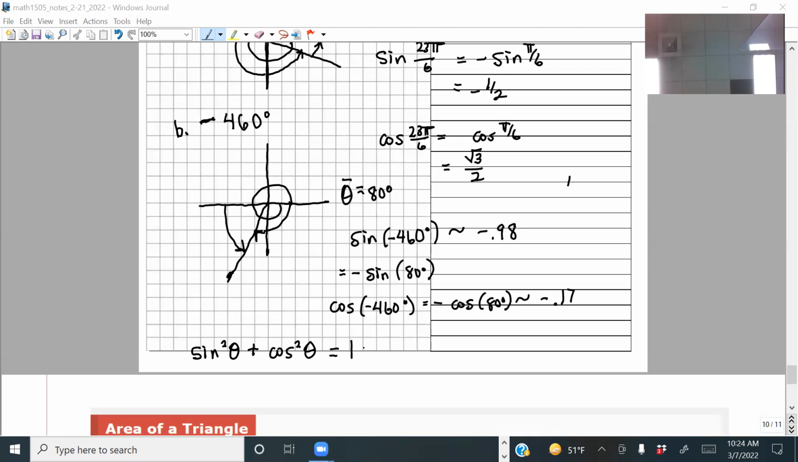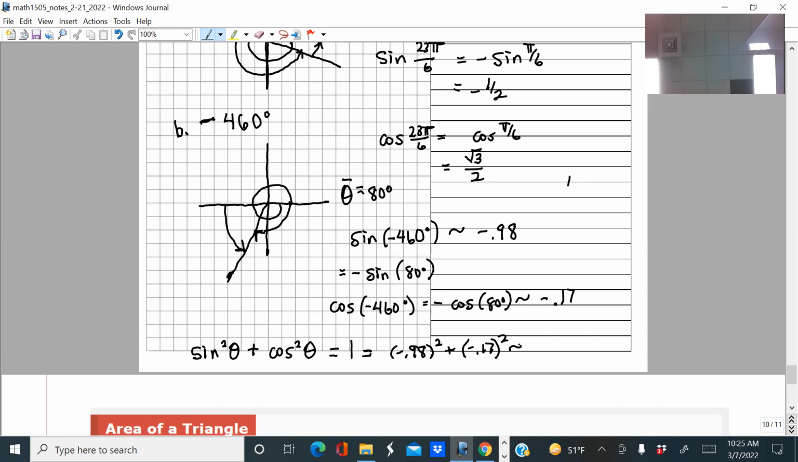All right, let's see if that works in this case, because we have sine and cosine of minus 460 degrees. So the sine was minus 0.98, right? But remember, we're going to square that. And the cosine was minus 0.17, and we're going to square that also. Does that turn out to be approximately 1?